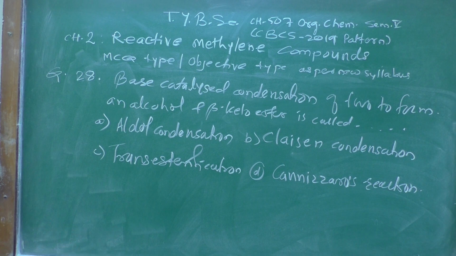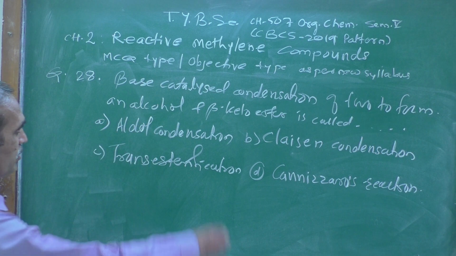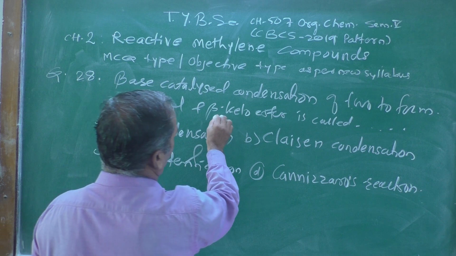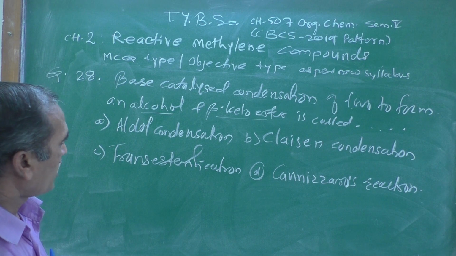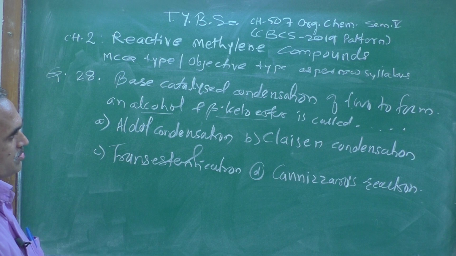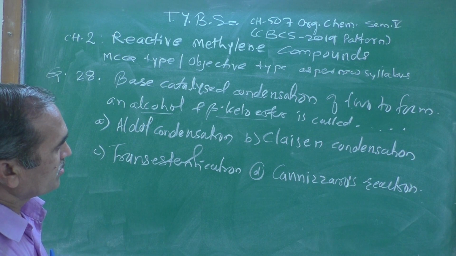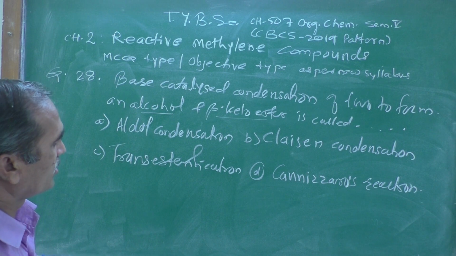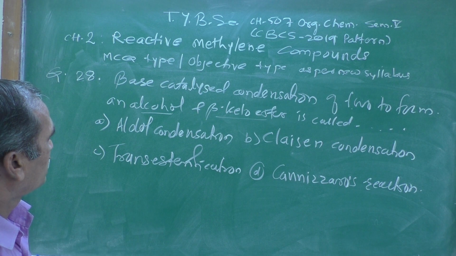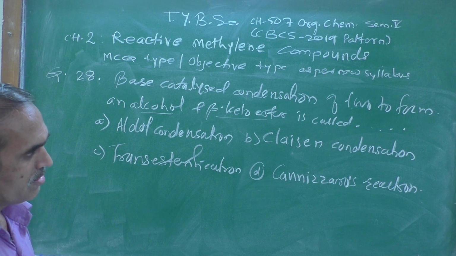Let's read the question carefully. Base catalyzed condensation of 2 to form an alcohol and beta ketoester is called dash. These two means one is alcohol and another one is a beta ketoester. In aldol condensation reaction, as we know, beta hydroxy groups are there. Claisen condensation reaction is where we will get beta ketoester, and C is transesterification, D is Cannizzaro reaction.